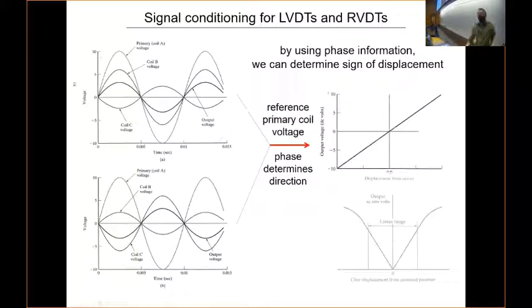So if you measure here that the output is in phase with the input, then you know, say, you're on this side. And here, if you measure that it's out of phase with the displacement, then you know you're on this side. So using that information, you can say, okay, instead of this, we're going to make it this. So you get that directional information. We know if we go this way, we're at +5. If we go this way, we're at -5.